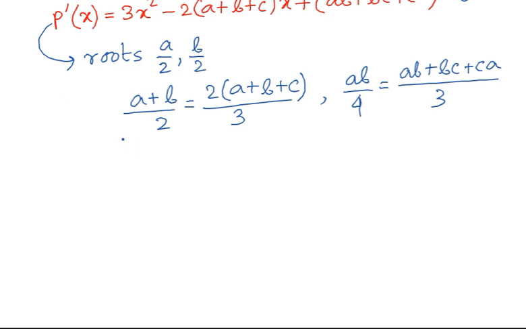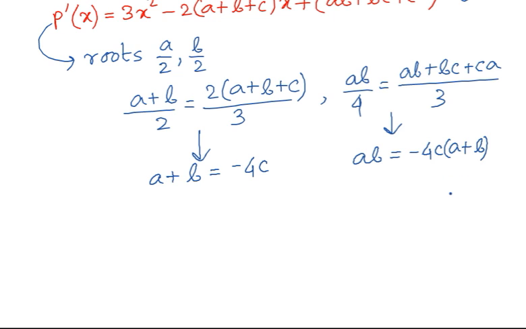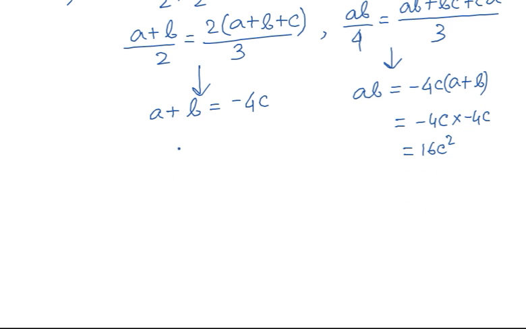Now what we can say from here, from this particular equation, on simplifying we can write down a plus b is equal to minus 4c, and from this particular equation we can write down ab is equal to minus 4c into (a plus b), and that a plus b is nothing but minus 4c, so we can substitute that a plus b here. So minus 4c into minus 4c is going to give us 16c squared. So we have got a plus b equal to minus 4c and ab equal to 16c squared.